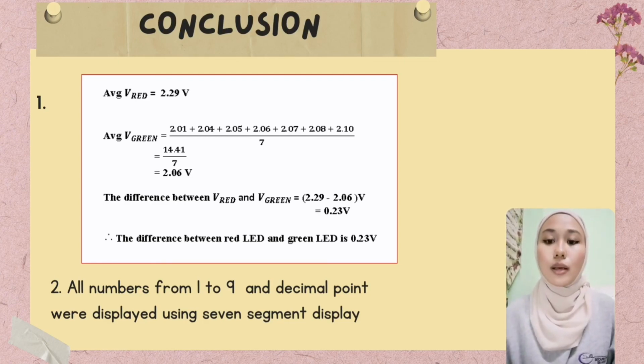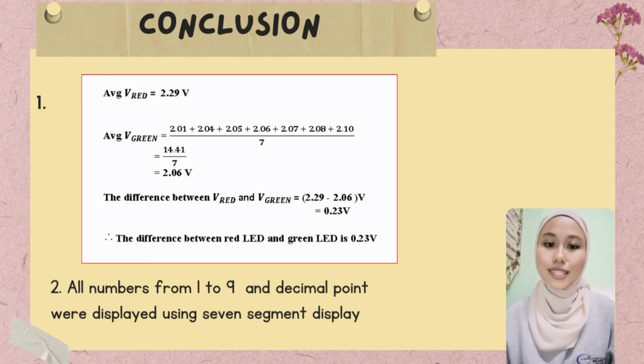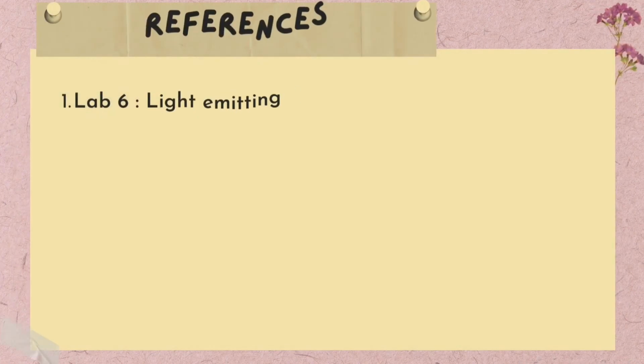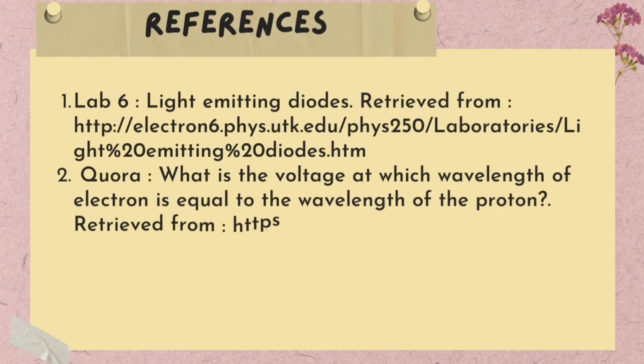For number 2, all numbers from 1 to 9 and the decimal point were displayed using the 7-segment display. And the last one is the references. I got 2 references from Google.